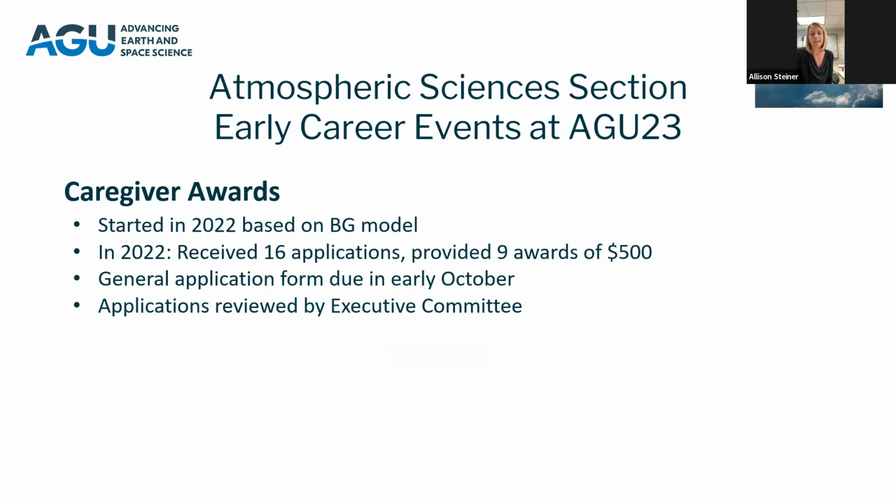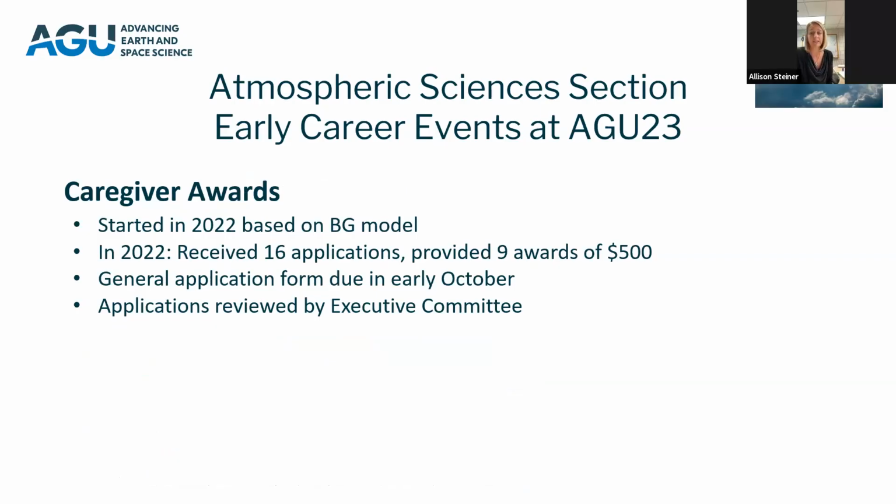The second thing we've been doing, we started this last year, our first year, is caregiver awards, and we've been basing that on the model from Biogeosciences. So we started advertising that. Last year, we got 16 applications, and we provided 9 awards of $500 each. We used a general application form, like a Google form, in early October, and then the applications were reviewed by the executive committee. In general, we had a lot of students.